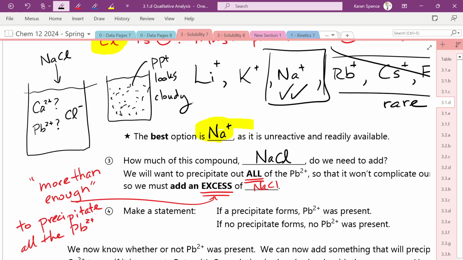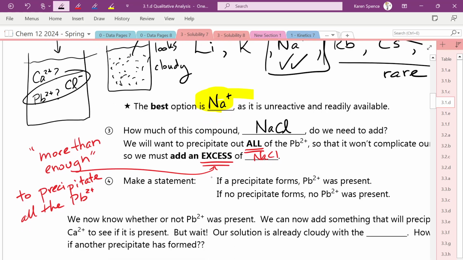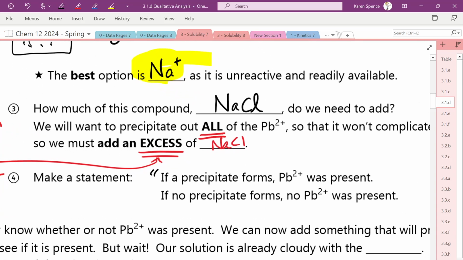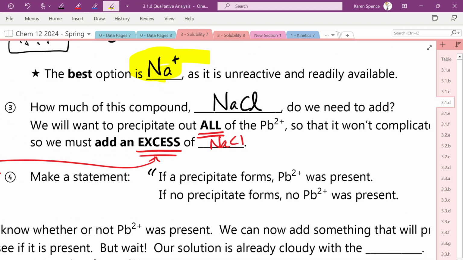So if we get a precipitate, did we have lead? Yes, because this would make a precipitate. What if no precipitate forms? What if it stays clear and colorless? No lead. So you make a statement. So this is like step 4 of the process. You make the statement and you say, if a precipitate forms, yes, lead. If you get a precipitate, there was lead. If you get no precipitate, there was no lead. Or you can say lead wasn't present. Okay?